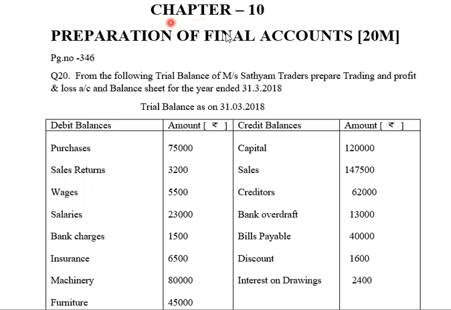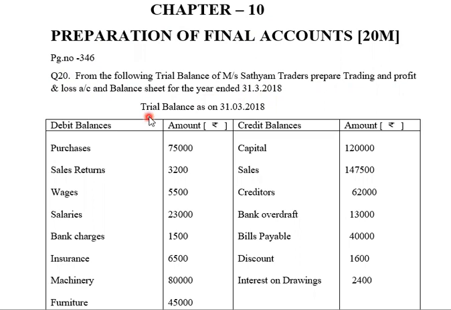In this video, we'll be discussing chapter 10, preparation of final accounts, the weightage for which is 20 marks. Let us have a problem, page number 346, question number 20. From the following trial balance of Mr. Satyam Traders, prepare trading and profit and loss account and balance sheet for the year ended 31st March 2018.